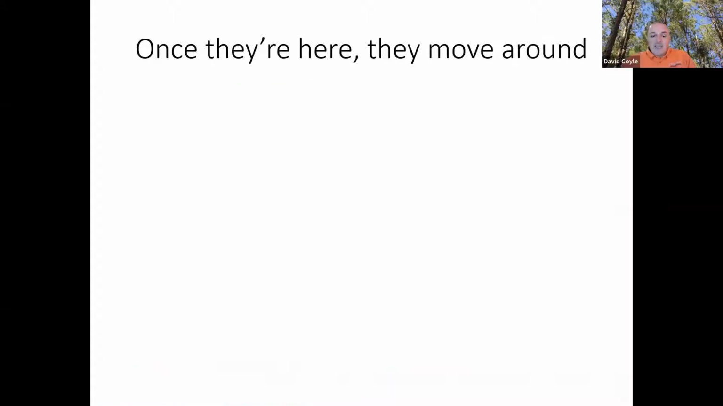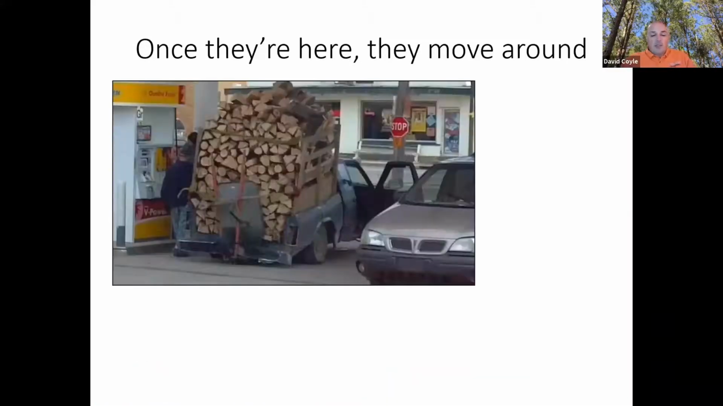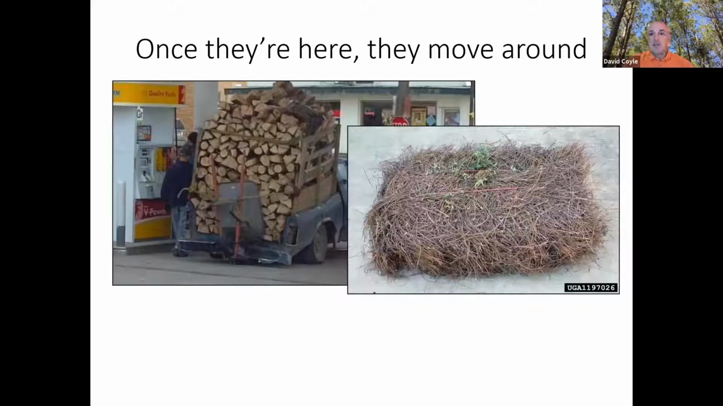Once these things get here, they get moved around. Some of this stuff gets moved around on firewood. That's not my truck, just so we're all clear, but firewood is a major pathway for a lot of wood boring pests. In the southeast, we bale pine straw and we put that out in lieu of mulch. And you can see on this one, there's an invasive weed, Japanese climbing fern, wrapped up into that. So this thing gets wrapped up wherever it may be, South Georgia, North Florida, and could get transported all the way up to Virginia or beyond.